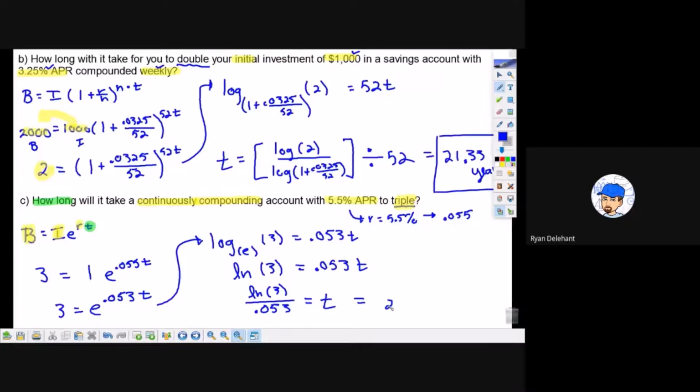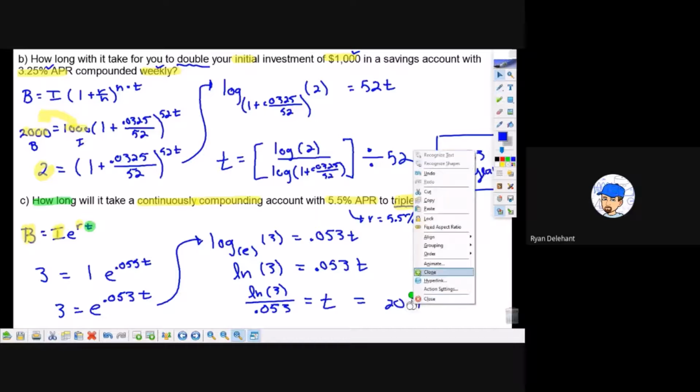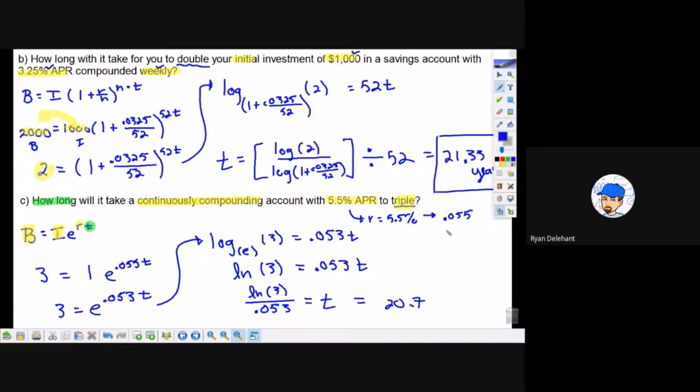So this is 20.73, and that's years again, right? So the continuously ones are actually a little bit easier to solve, I think, because they're not quite as messy, but it's important to remember that this can be written like that when you go to do it, okay?